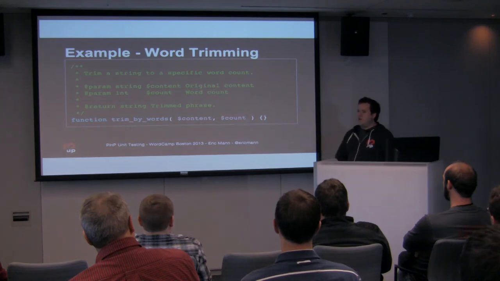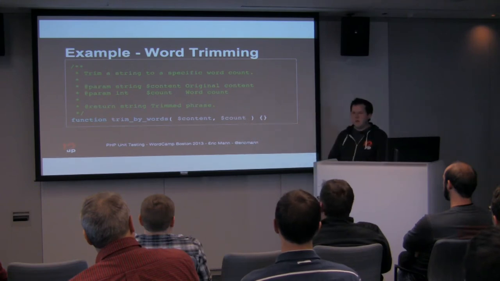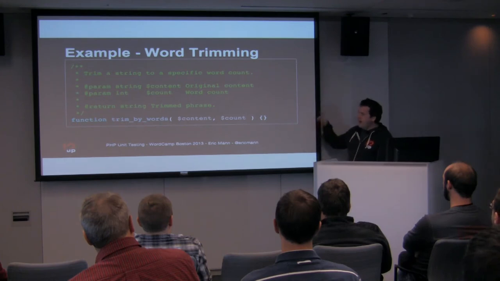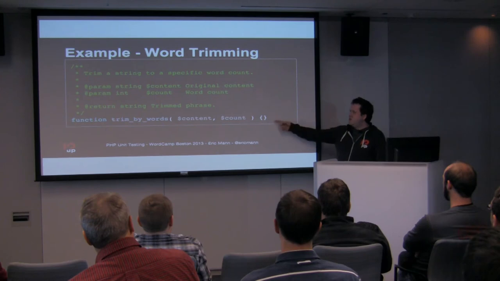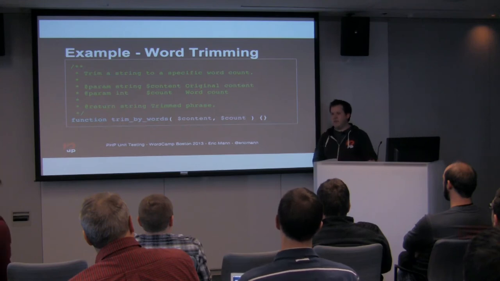Well, you decide to create a trim by words function. It's going to take in your content, your title, and then trim it down to a certain number of words so that you can write a title as long as you want. It's always going to cut it down to 40 words, 20 words, 10 words, however many words you want. It doesn't really matter what the content is. This is all you need to write the unit test. Once again, you notice there's no implementation of the code. I'm not actually going to show you how to trim a string down to words because that doesn't really matter for unit testing.